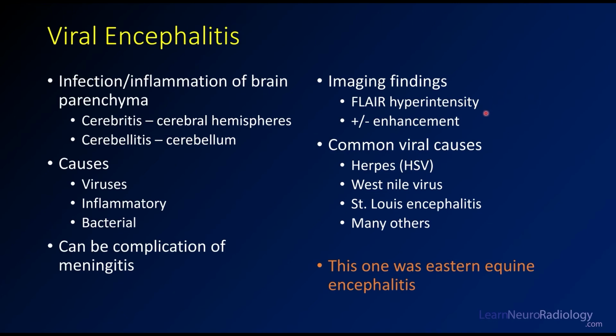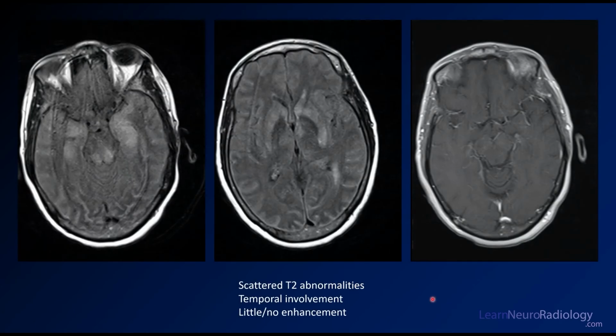You saw the findings here. We had some FLAIR hyperintensity. We had no enhancement really in this case, although you can have it sometimes. The common causes, again, you have to think about herpes, West Nile, St. Louis encephalitis, and many others. This one had Eastern equine virus isolated from CSF. So that was Eastern equine encephalitis in this case, although you don't necessarily expect to make that diagnosis by imaging.